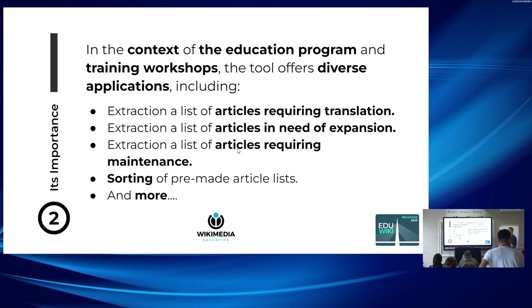For example, this tool can help us extract a list of articles that require translation under any category. If Akbar Ali is interested in sports, I can extract for him a list of articles under the category of sport that need translation. This is important because he's interested in sport, and this will keep him motivated. Also, I can extract a list of articles that need expansion, and a list of articles that have some problems in their templates and need maintenance. And for sure, I can use it for sorting pre-made articles, but I might not have time to do this, but I will try. And I will give you some advanced things, like how to sort articles according to their view numbers.